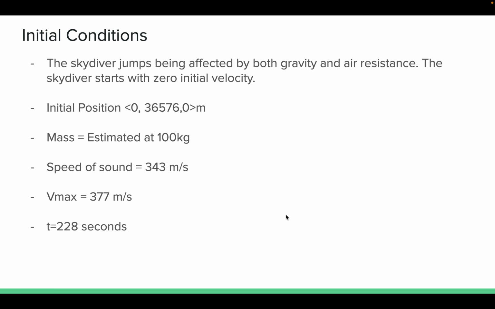So taking a look at our initial conditions, the skydiver jumps being affected by both gravity and air resistance. This is from the air particles in the Earth's atmosphere, as well as the gravitational pull from Earth. For our initial position, this is experimentally derived, is <0, 36,576 meters, 0>. As for the mass, it's estimated to be 100 kilograms. Obviously, the official mass of the skydiver wasn't stated.